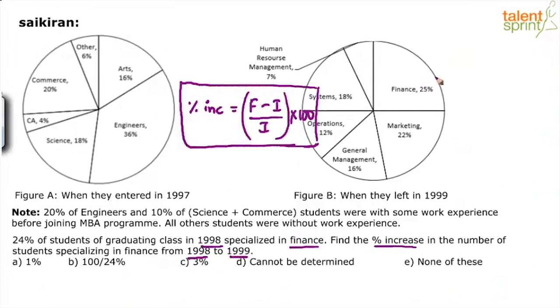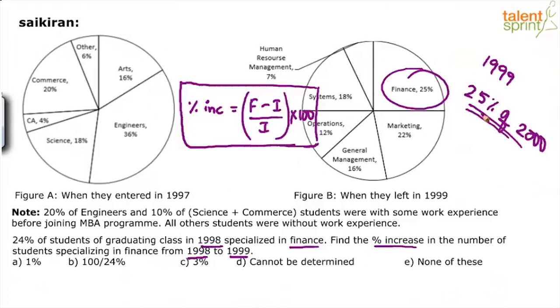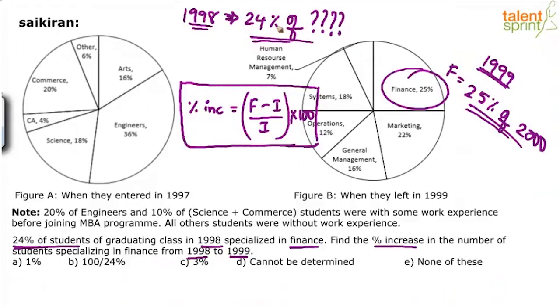Of course, the data for 1999 is given here, 25%. 25% of what? 2000. 25% of 2000. So this will become the final value. Our final value will be 25% of 2000. But what is the value that should be taken for 1998? This is for 99, but what's the value for 1998? He has given it here, 24% of the students. So for 1998, it will be 24% of the students. Which students is the question. Where is that value? That is the question mark here.